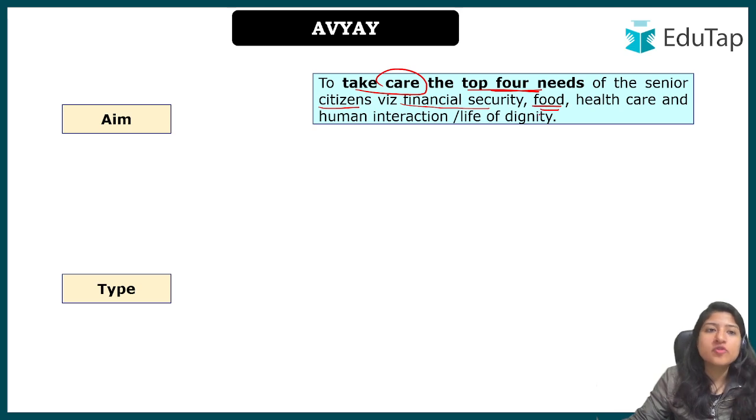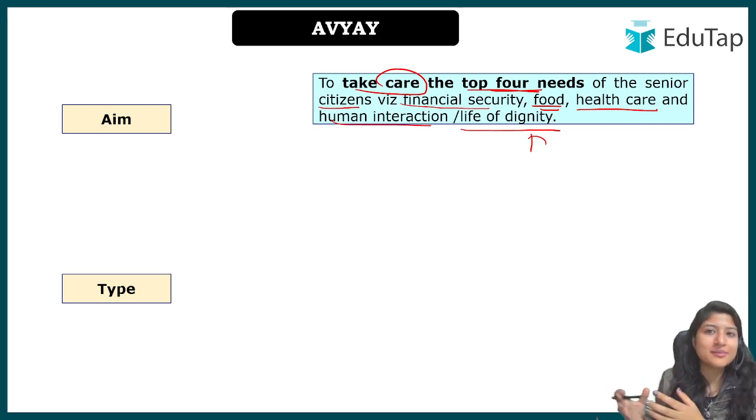Second is food. Because you are not working, you might not have money, or even your body is not that capable of making food for yourself, right? So food is another important need which everybody has, along with the senior citizens. Then their healthcare and human interaction, a life of dignity. Of course, if you have become old, still you would want to live in a group, you want to live in a society, right? Because you have always been part of it, now you don't want to get excluded.